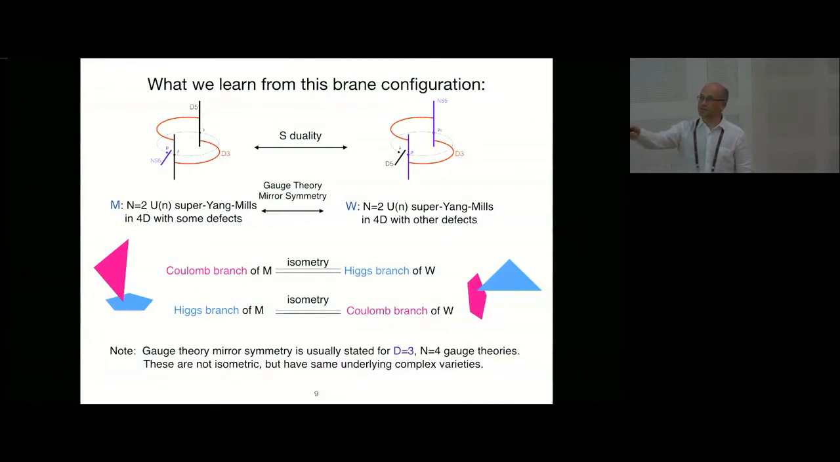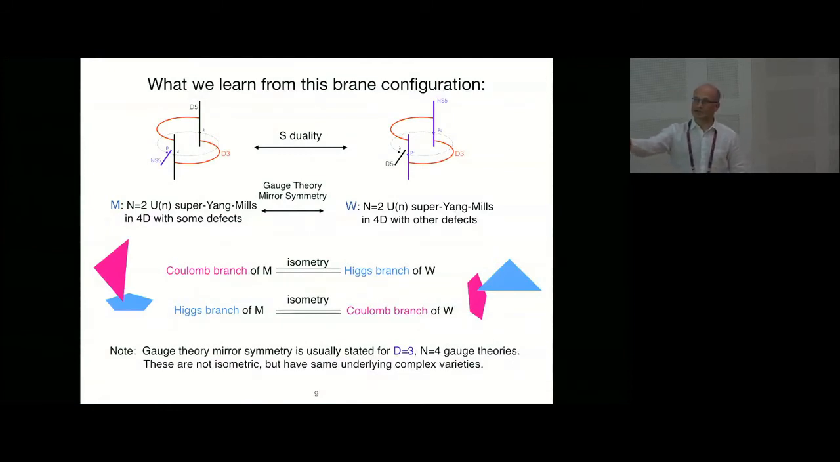Because as duality takes one configuration into another, you expect that it takes the vacuum of one to the vacuum of another. So what it means is that the Coulomb branch of this first theory, of M theory, becomes a Higgs branch of the other theory, of W theory, and Higgs becomes Coulomb branch. But the main point is that they are entirely isometric. They're not the same complex varieties, but they're actually the same differential manifolds. They have exactly the same metrics.